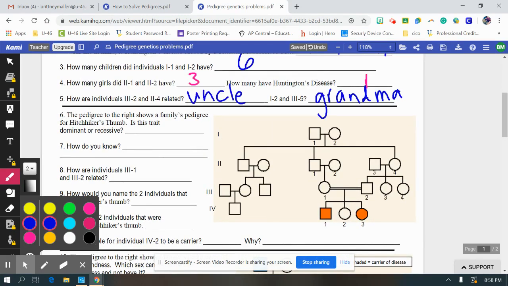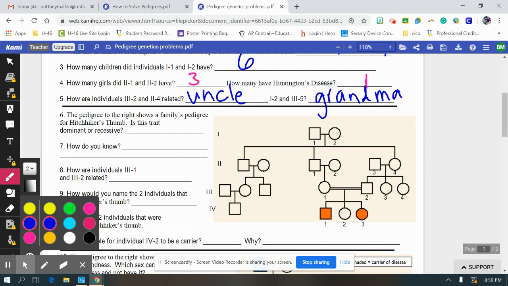Let's try one more real quick. The pedigree to the right shows a family for Hitchhiker's thumb. That basically means if you hold your thumb up in front of your face right now, Hitchhiker's thumb bends way back. I do not have Hitchhiker's thumb, but I could post a picture of it if you want to see it. So we're trying to decide, is it dominant or recessive? Hopefully, based on what I've told you, you can look at this and immediately know the answer, because it's a great example of what it means to be recessive.